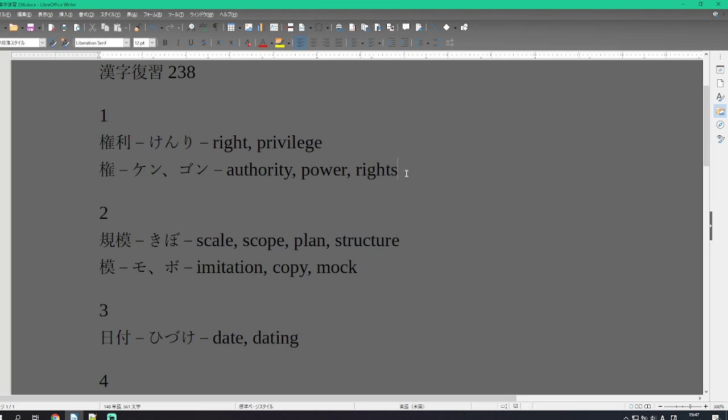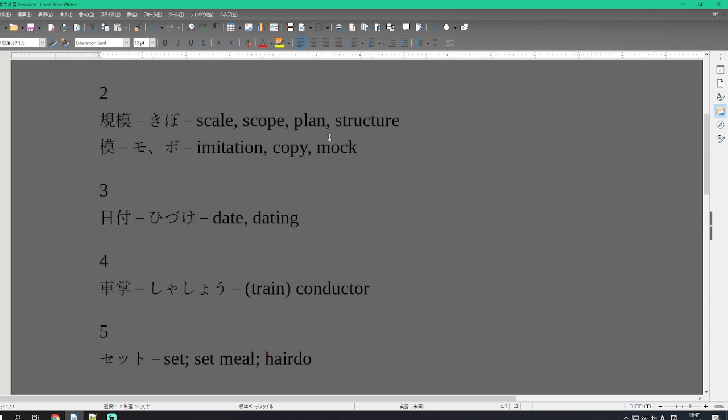With ri. Kenri is your use or advantage of authority and powers. It's a right or a privilege. Kenri.